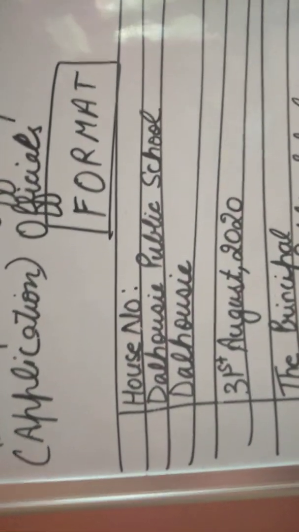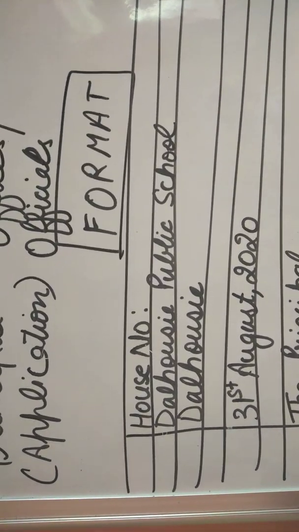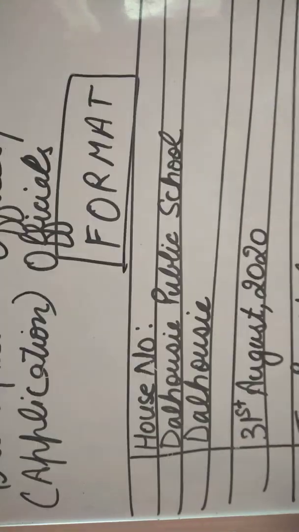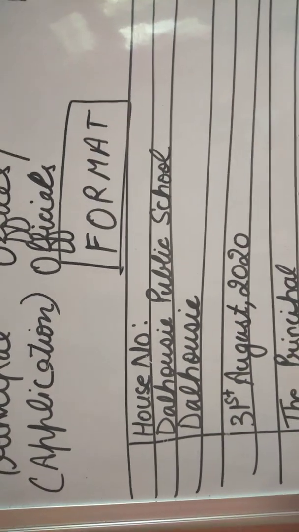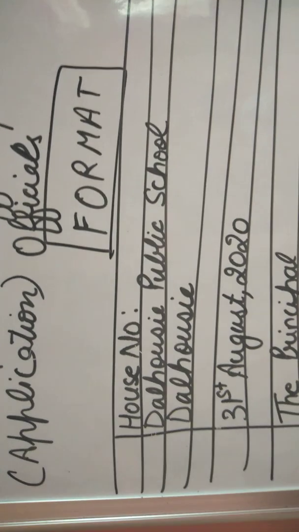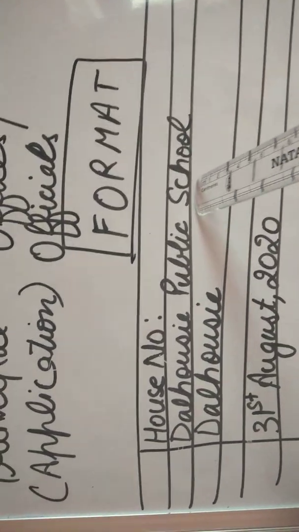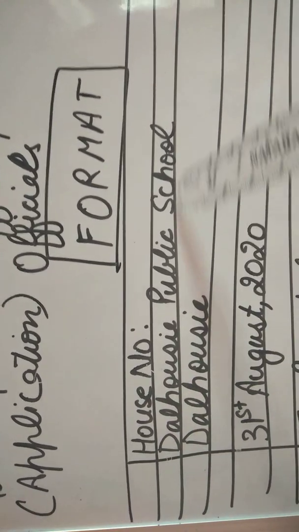Usually every school does not have this kind of identity number, but since you're studying in DPS, you have this number, so it is important for you to mention your house number, so that only then will the principal sir come to know who you are. And then you have to write the address of the school, that is Dalhousie Public School.